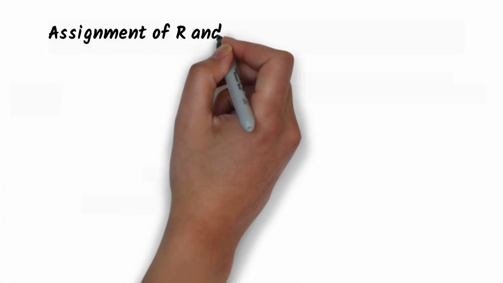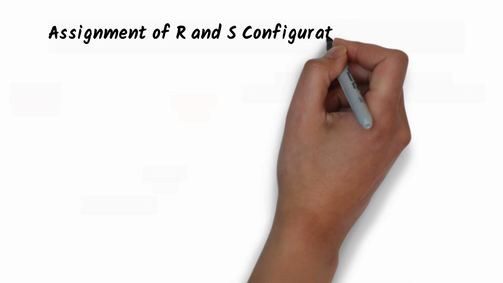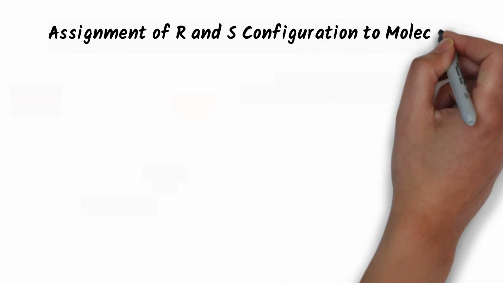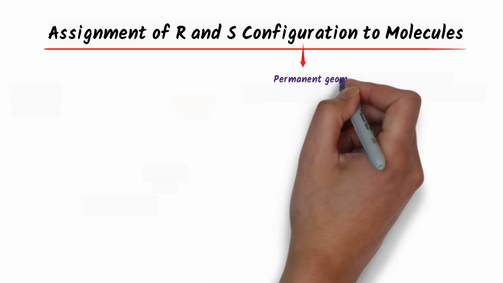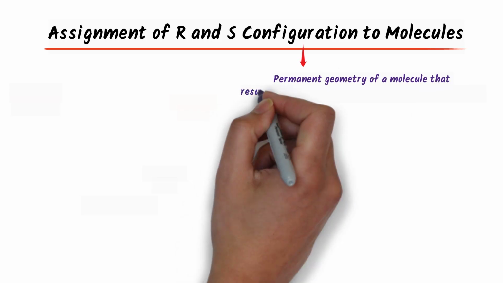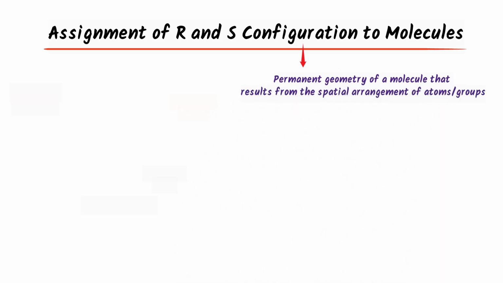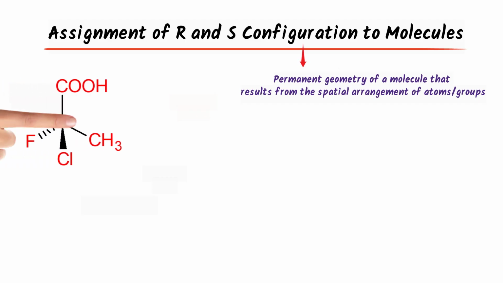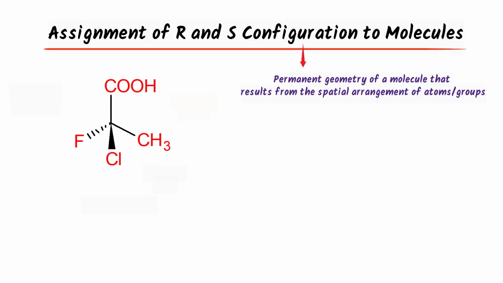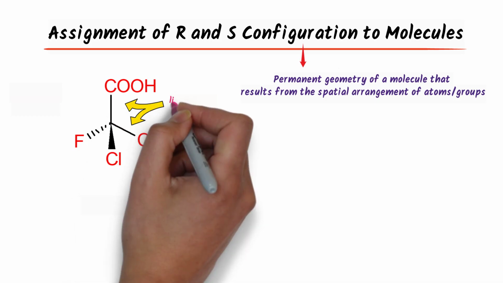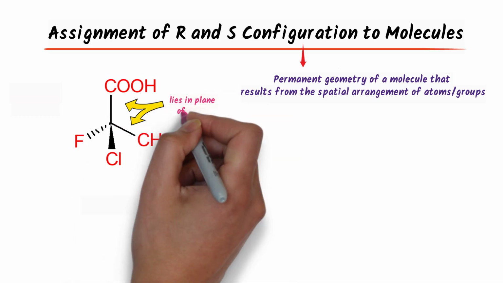Welcome back. In this video, we will talk about the assignment of R and S configuration to molecules. Configuration is actually a permanent geometry of a molecule that results from the spatial arrangement of atoms or groups around the central atom. For example, in this molecule, the two bold bonds attached to the carboxylic and methyl group lie in the plane of paper.